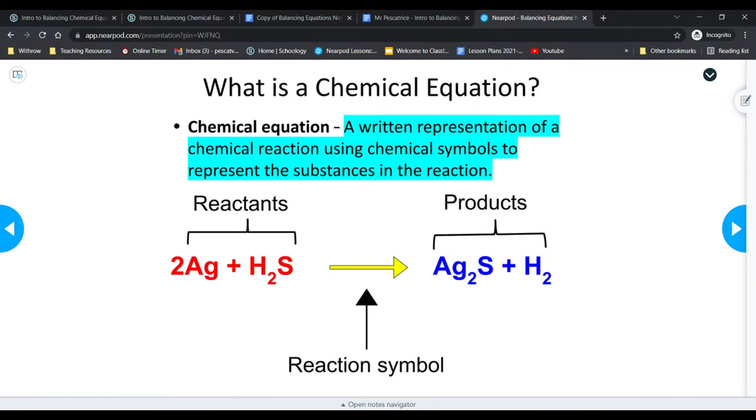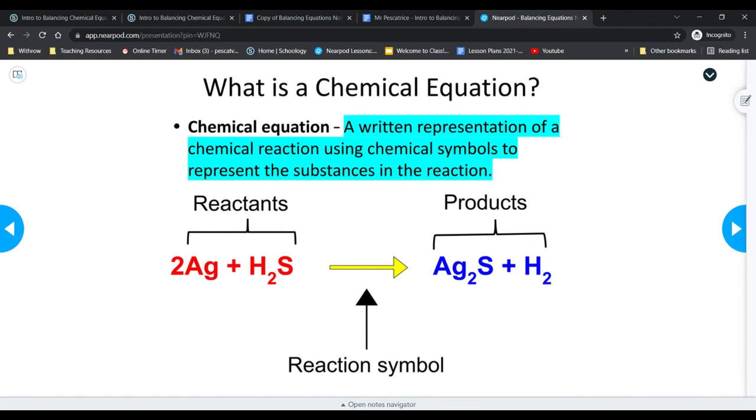So we symbolize these chemical reactions by using equations. It's a written representation of a chemical reaction using the symbols we learned in class. So you guys might have been asking, man, why are we learning this periodic table stuff? This is why. This is the high functioning application of what we've been going over for the past, I don't know, 3-4 months.